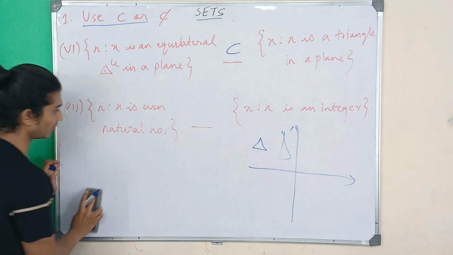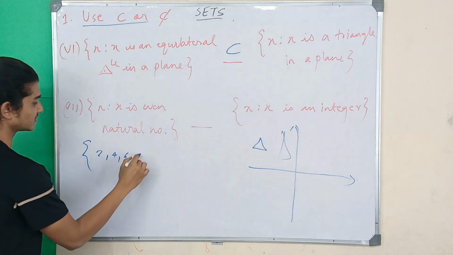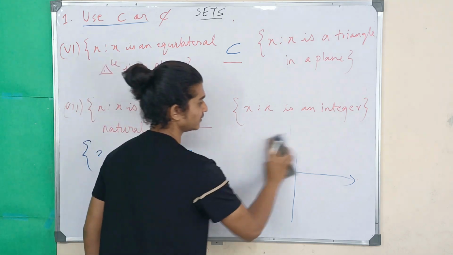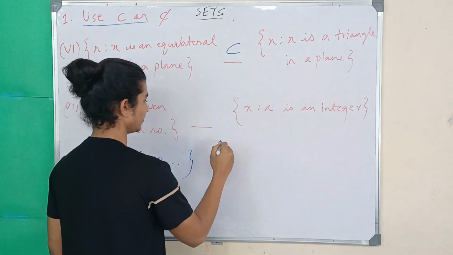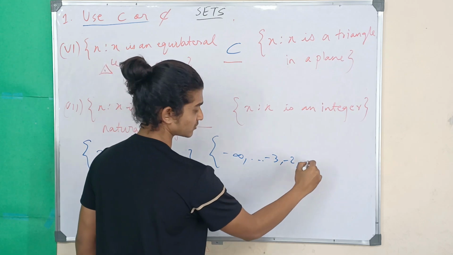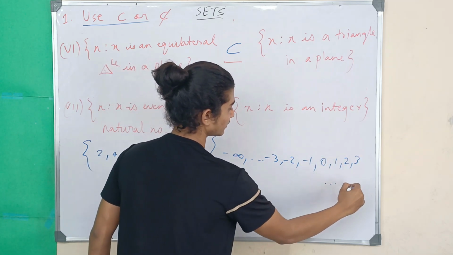So the last one is the set of all x such that x is an even natural number. So let us try to write all the even natural numbers. Even natural numbers are 2, 4, 6, 8, 10 and so on. Whereas here it is all the integers. So we have integers starting from minus infinity, going all the way through minus 3, minus 2, minus 1, 0, 1, 2, 3. It keeps on going till infinity.